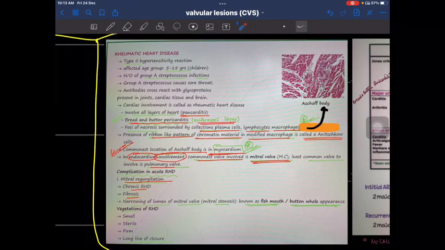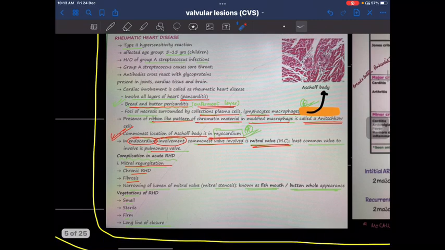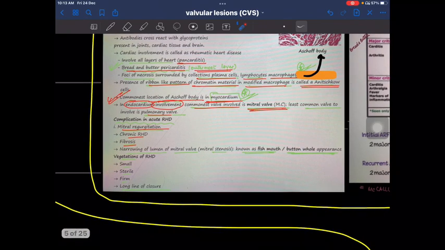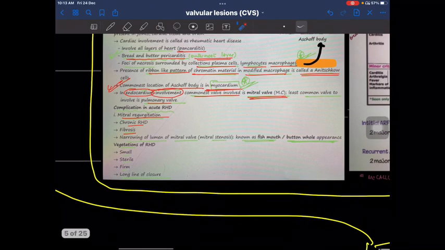Okay, and around this Aschoff body, there is a presence of ribbon-like patterns of chromatin material in a modified macrophage. And it is called Anitzkow cell. Okay, so a modified macrophage present inside the Aschoff body is called Anitzkow cell. Okay, these are very, very important one-liner questions. The commonest location of Aschoff body is myocardium. Always. Okay, remember this. In endocardium involvement, the commonest valve that is involved is, of course, we know this, the mitral valve, and the least commonly involved is the pulmonary valve.